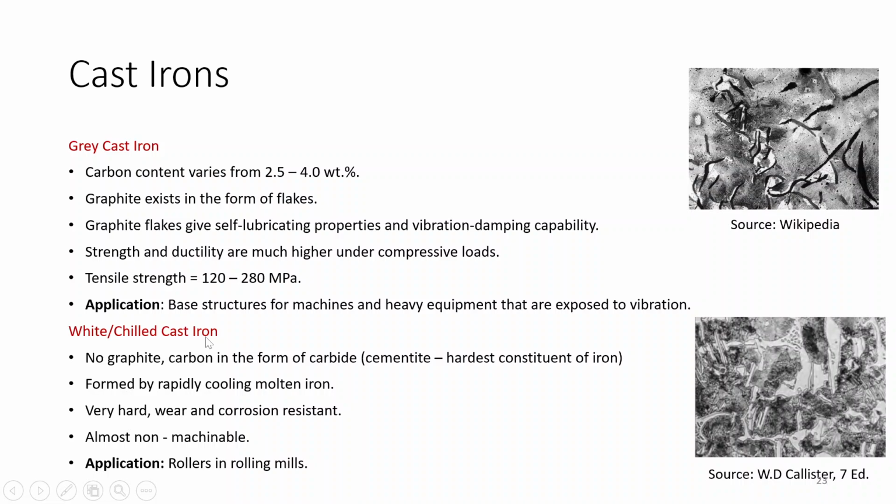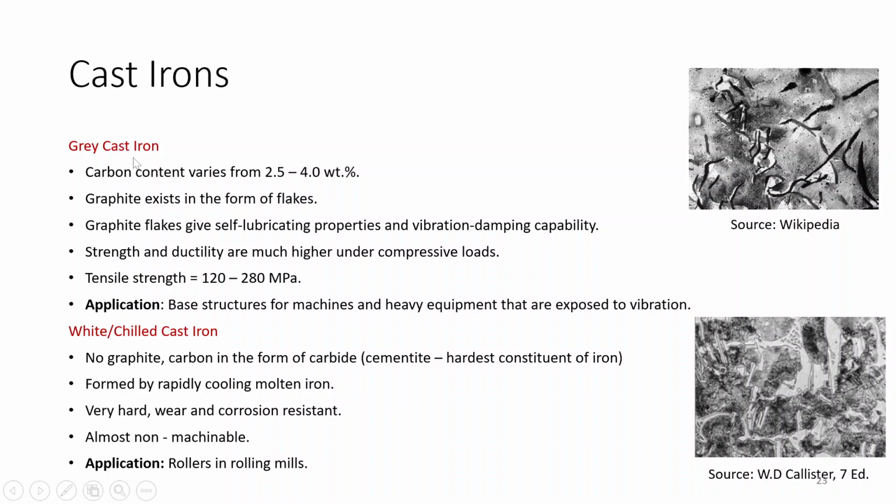Next is white or chilled cast iron. So in this case, you have no graphite, and carbon will be in the form of cementite, which is the hardest constituent of iron, and it is formed by rapidly cooling molten iron. So you have molten iron and you are rapidly cooling it.